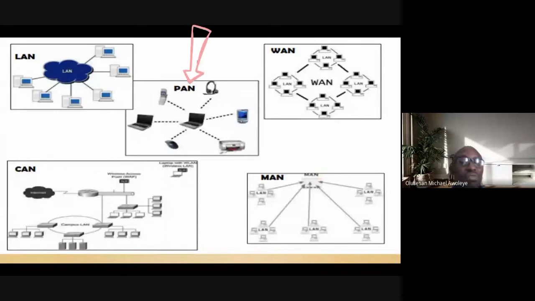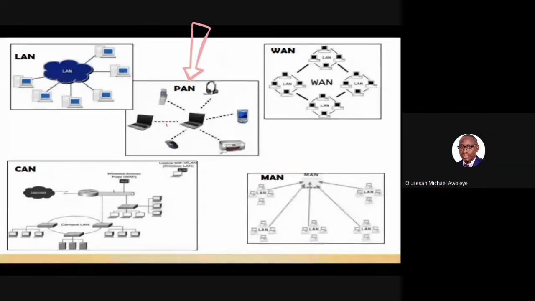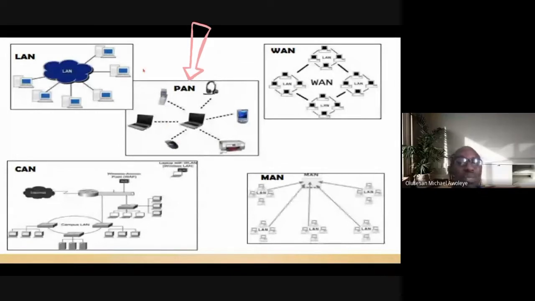If you look at the personal area network, that's what you have. You have a laptop here, and then you have other devices that are connected to it for your use. And then you have the local area network. You have your local area network here, and you have computers that are surrounded being provided for within a local area network. And then you have wide area network where you have several LANs connected together within a wide area.